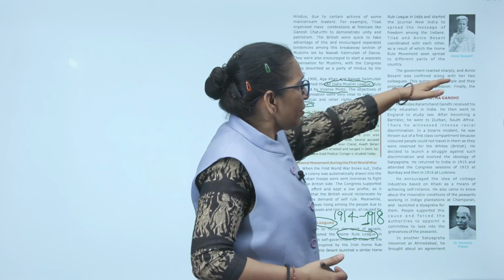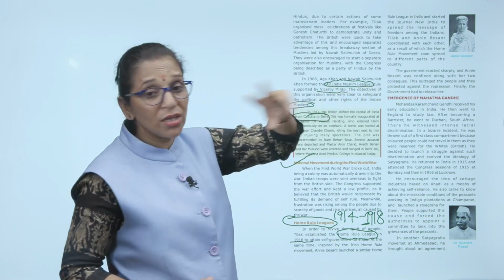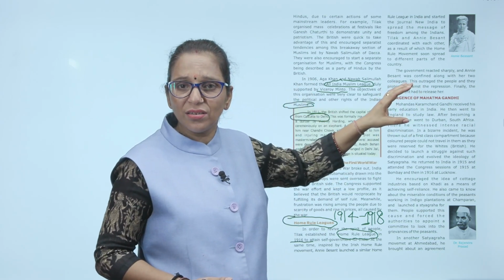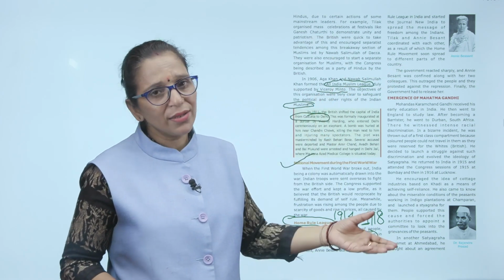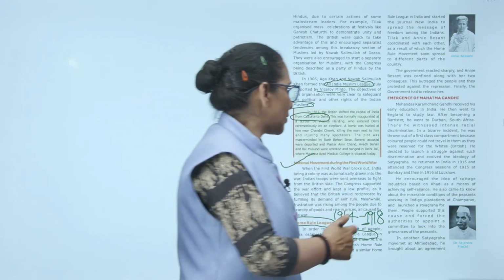Now, the government reacted sharply and Annie Besant was confined along with her two colleagues. This angered the people. Why have you arrested her? And they protested against this repression. Finally, the government was pressured and they released Annie Besant.